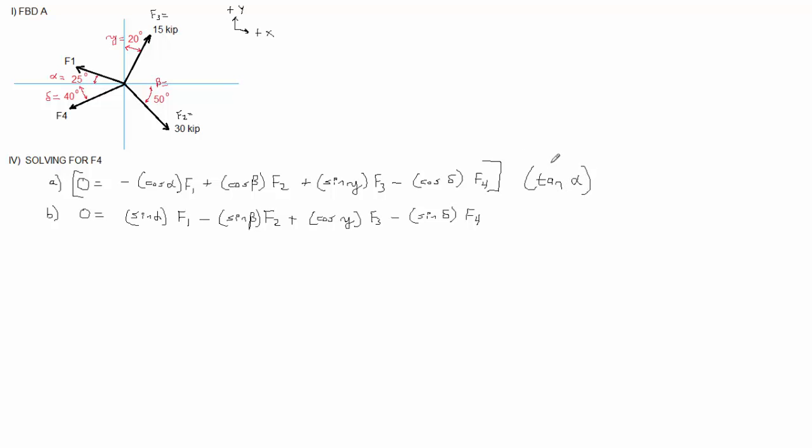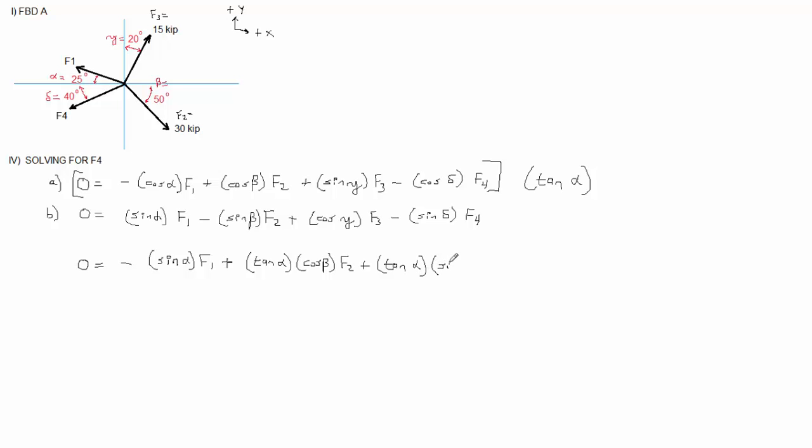Tangent is sine divided by cosine. So if we multiply cosine by sine divided by cosine, the cosines cancel out and we're just left with sine on the top. The only tricky thing that you need to remember about this is you have to multiply each term in this top equation by tangent alpha. This first term just becomes sine alpha times F1. The second term becomes tangent alpha times cosine beta times F2.